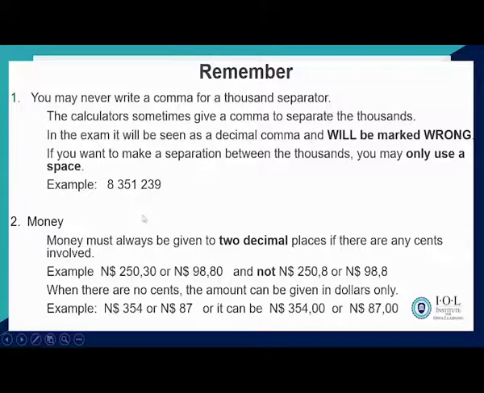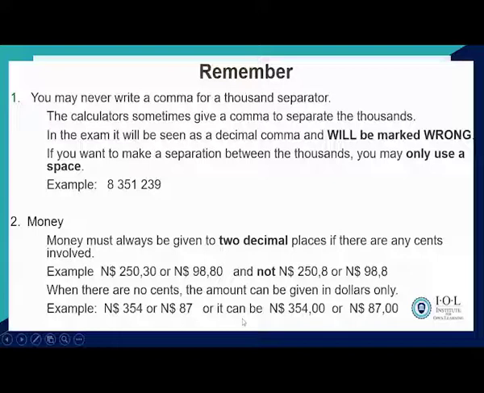And then money. Money must be rounded off to 2 decimal places. You don't say $98.8. You put the 0 there. You say $98.80. There must always be 2 decimals, even if the last one is a 0. If you get on your calculator 250,8, you put the 0 to make it $250.80.